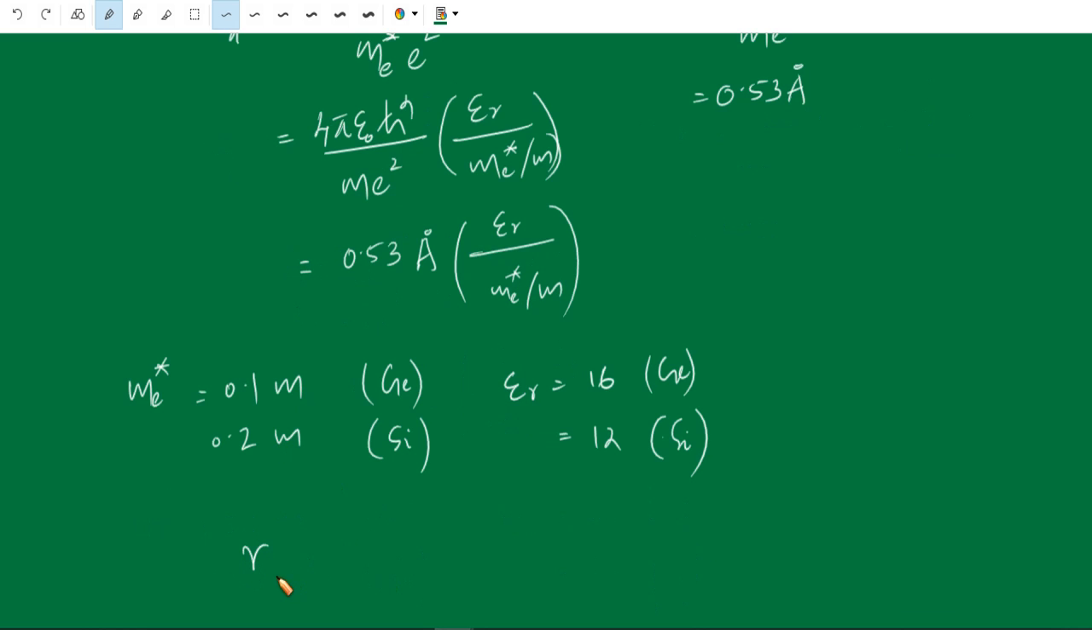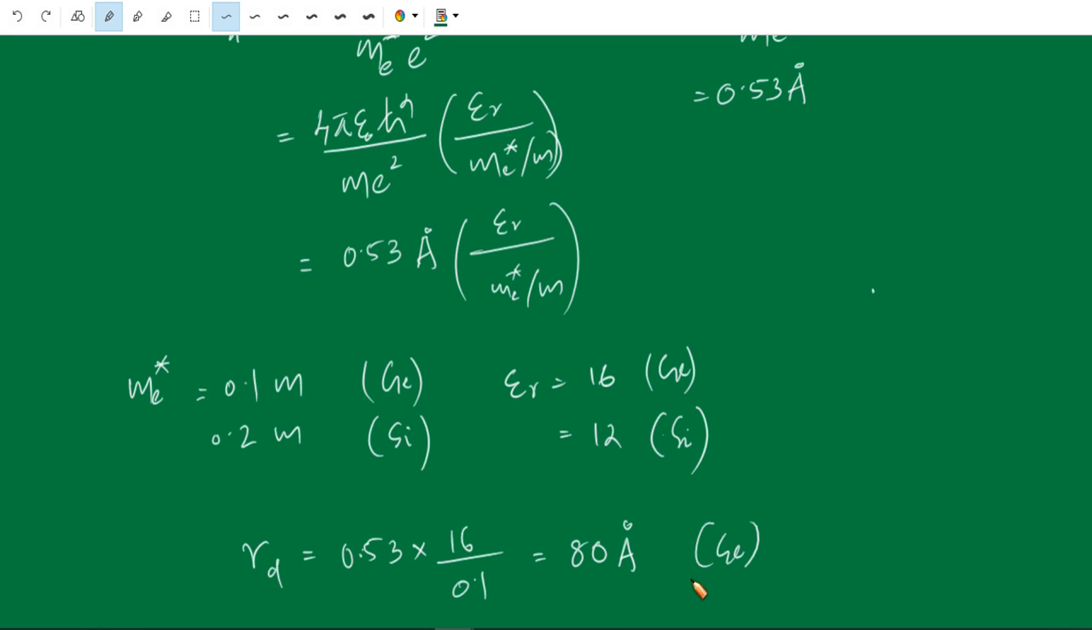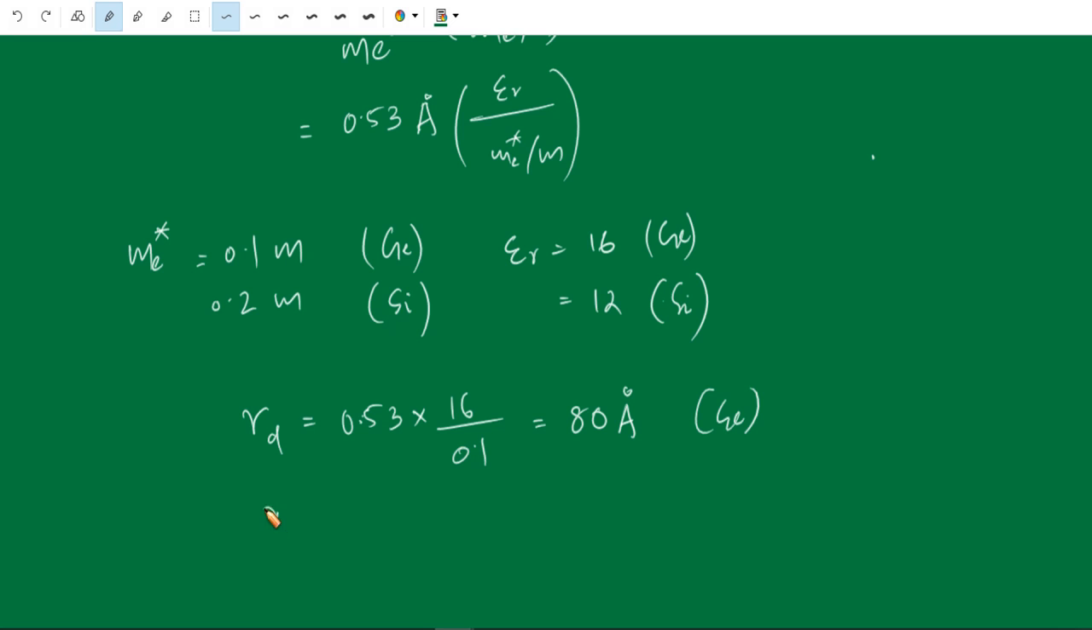The radius of the electron of the donor impurity atom is given by 0.53 into epsilon r, 16, divided by 0.1. So this is about 80 angstrom unit. So this is for germanium. For silicon, this is about 30 angstrom unit.